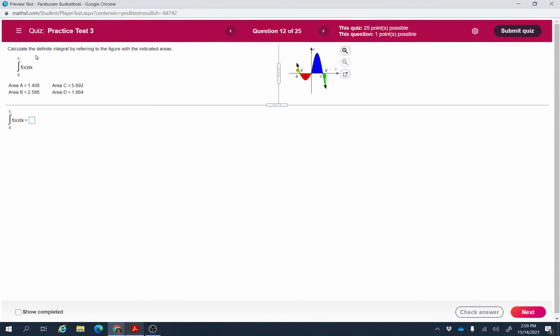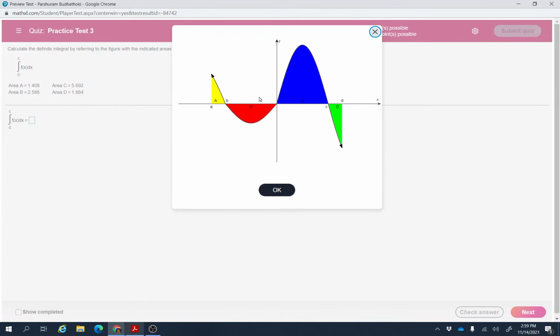Okay, next problem: calculate the definite integral by referring to the figure with the indicated areas. We have A, B, C, D, and remember, the integration above the x-axis is the area under the curve, and if it's below the x-axis, that's the negative of the area. We know the area of A is 1.408, the area of B is 2.5686, but since the B part is below the x-axis, while finding the integration we need to take the negative of that area. The C part is above the x-axis, so that is positive, with the given value 5.692, but the D part is again below the x-axis, so we have to make it negative.